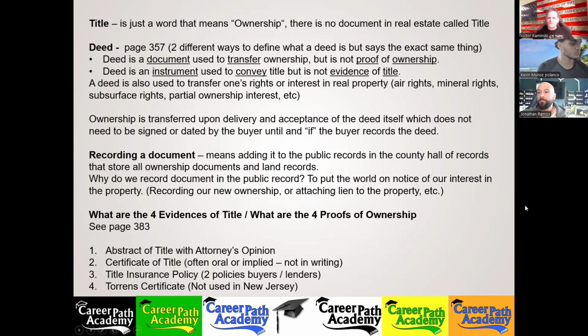What is? What are the four evidences of title? An abstract of title with attorney's opinion, certificate of title, a title insurance policy, which is more commonly used here in New Jersey, and a Torrens certificate, which is not used in New Jersey at all because we do not have a Torrens system. And that concludes Chapter 5.